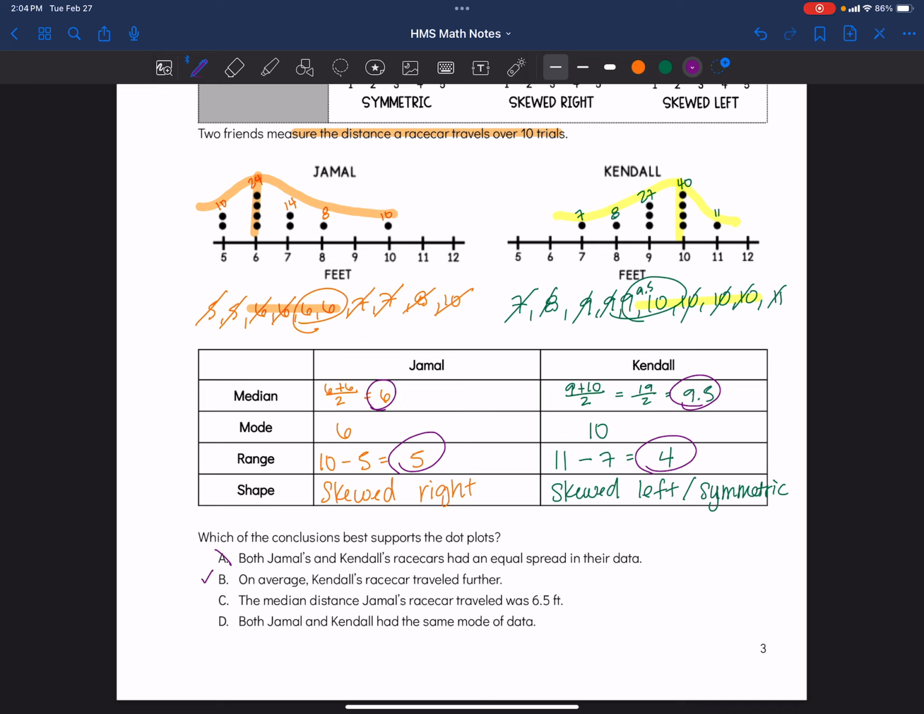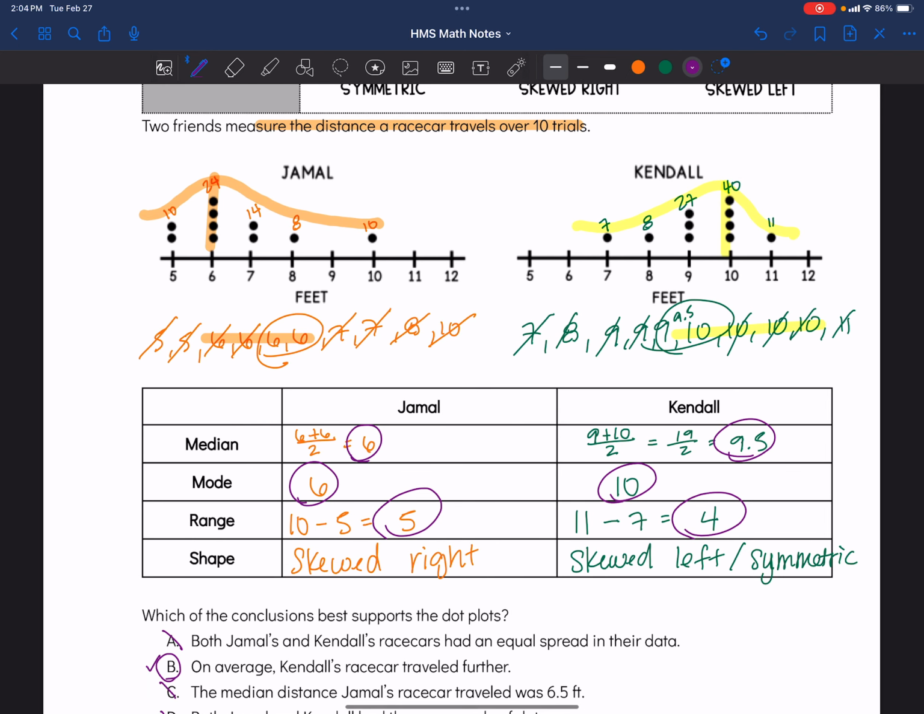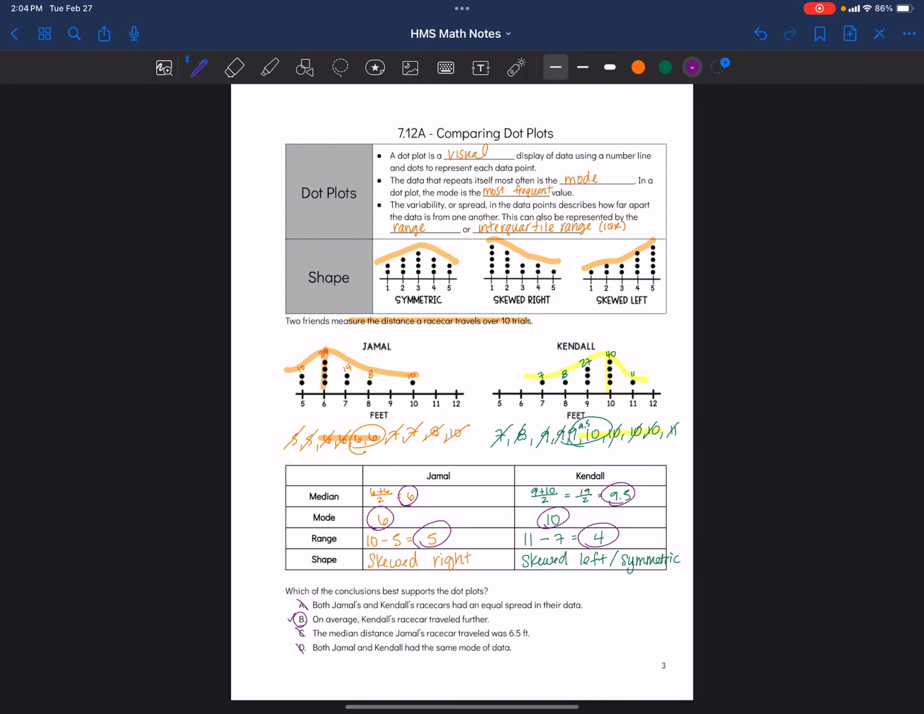See, the median distance Jamal's race car traveled was 6.5. Well, that's not true. It was 6. We did the math on that. D, both Jamal and Kendall had the same mode. Well, 6 is not the same thing as 10, so that can't be true, which means I'm going to have to go with B as my answer. And that does kind of make sense, right? Because on average, Kendall's numbers are larger than Jamal's numbers. That makes sense to me.